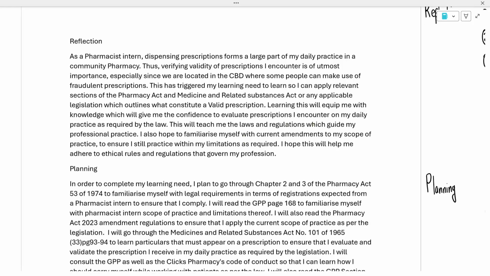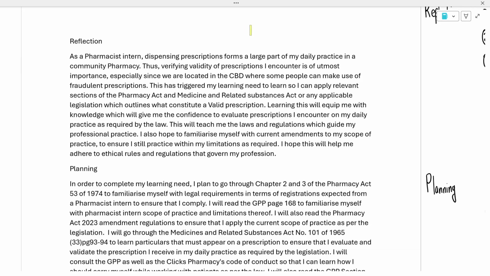This will teach me the laws and regulations which guide my professional practice. I hope to familiarize myself with the amendments to my scope of practice to ensure I still practice within my limitations. I hope this will help me adhere to ethical rules that govern my profession.